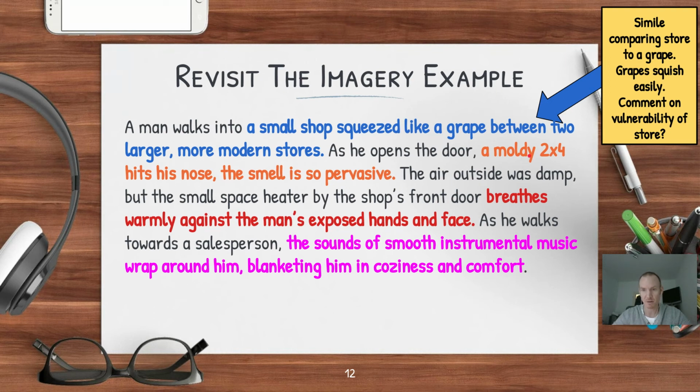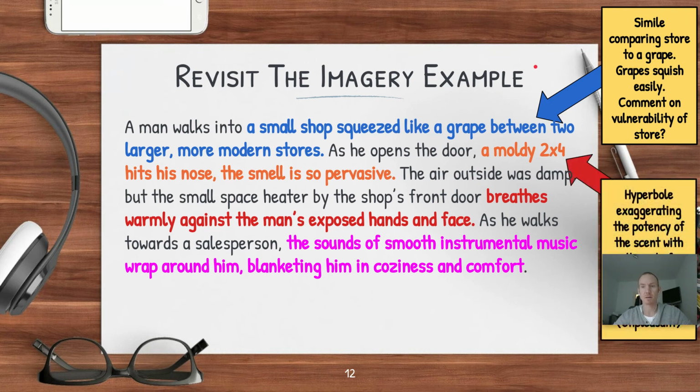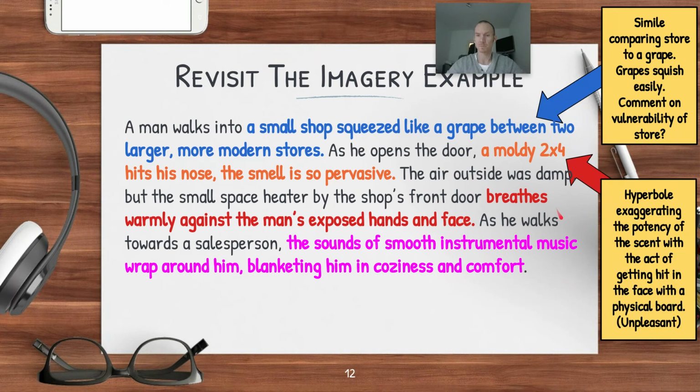The next piece of figurative language is the description of the moldy 2x4. A moldy 2x4 hits his nose. The smell is so pervasive, right? This is a hyperbole, exaggerating the potency of the scent with the act of getting hit in the face with an actual physical board. The smell doesn't actually hit you like a board does. So the hyperbole is designed to show you how unpleasant the smell is, okay?